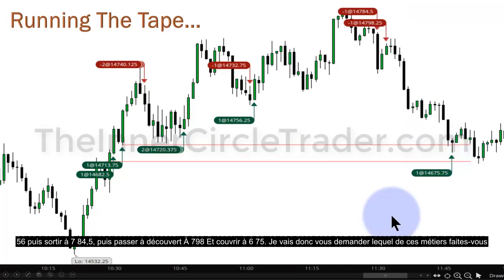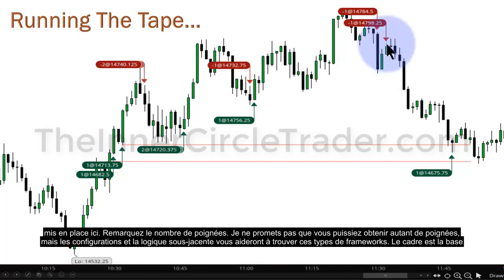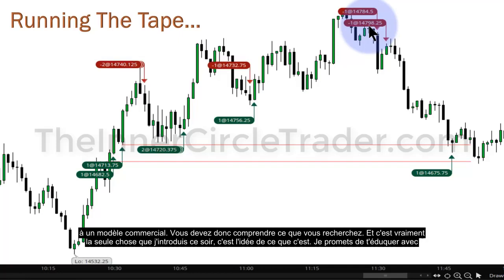So I'll ask you, which one of these trades do you think is the one that you want to learn? Again, putting aside the idea that you probably want to do all of these, but I'm not promising you that, okay? I'm going to take you into how to find this setup here. Notice the number of handles. I'm not promising you're going to get this many handles, but the setups and the logic behind it will help you find these types of frameworks. Framework is the foundation to a trading model. So you have to have an understanding of what it is you're looking for. And that's really the only thing I'm introducing tonight, the idea of what it is I'm promising to educate you with, so that way you can go in and find these setups on your own.